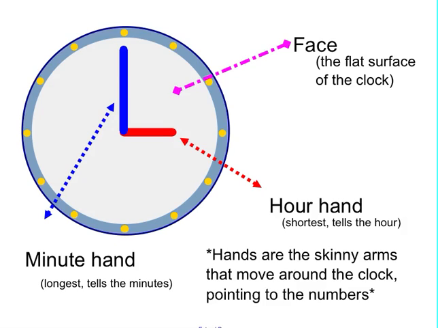The hour hand is the short hand. The way that I remember that is that the word hour is H-O-U-R. It's 4 letters. That is a much shorter word than minute, which is M-I-N-U-T-E. That's 6 letters. Hour is a shorter word. It has a shorter hand. Minute is a longer word, and it has a longer hand. The hands are really the skinny arm-looking things that move around the clock, pointing to the numbers.